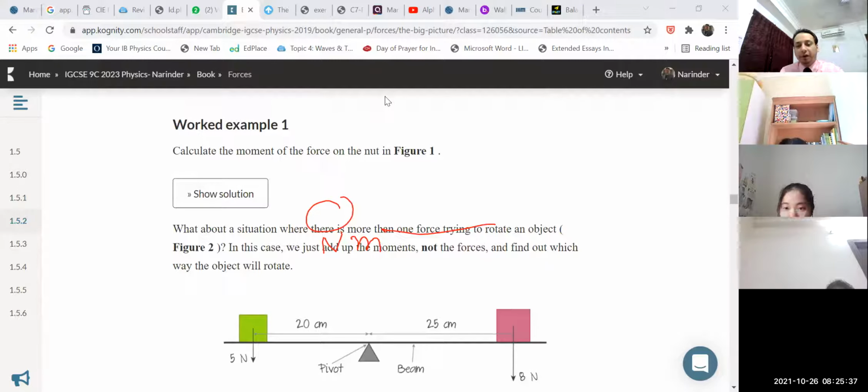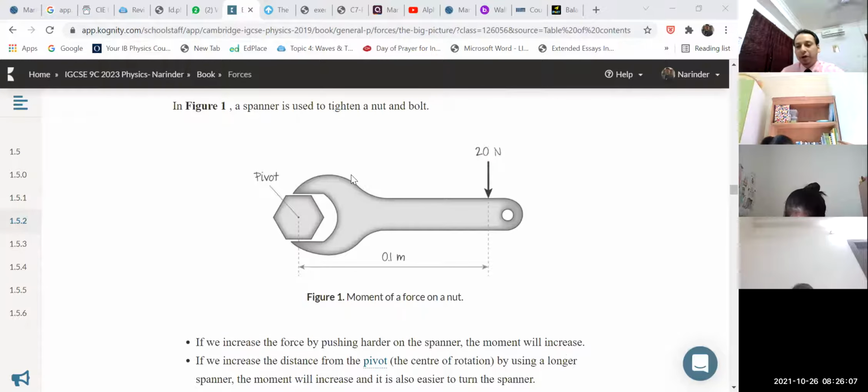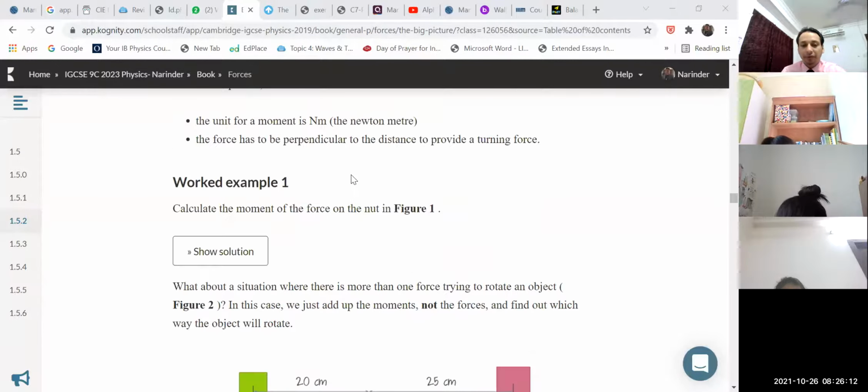Now children, I want to give you one example here. You look at this screen, example number 1, on whatever we have discussed here. I have discussed the concept of moment with you, but let us practice some questions. Then again, I will come back to the topic of moment. Calculate the moment of the force on the nut in figure 1. This is our figure number 1. What do you have to calculate, children? The moment of the force on the nut.